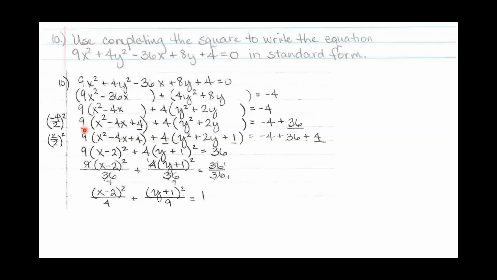I really added 9 times 4. I really added 36, right? And so that's why we add 36 to the other side to balance that out. What you do to one side, you do to the other. All right, look at the next one.